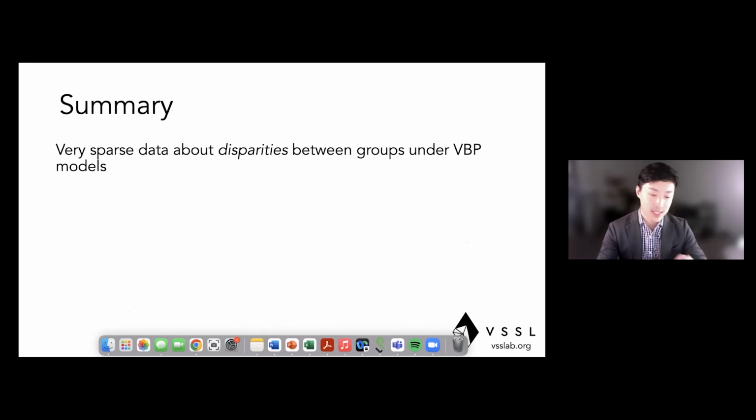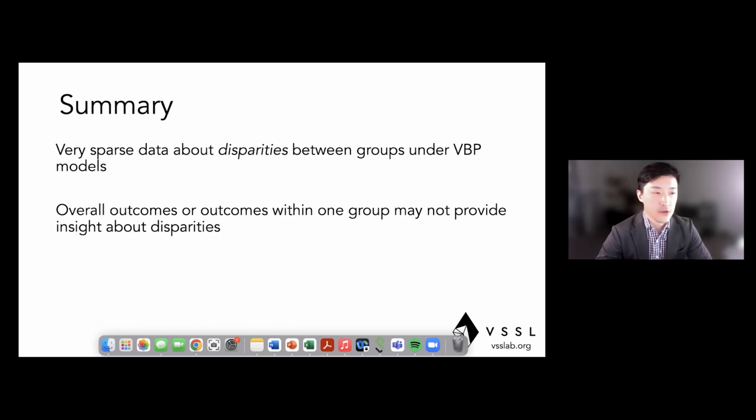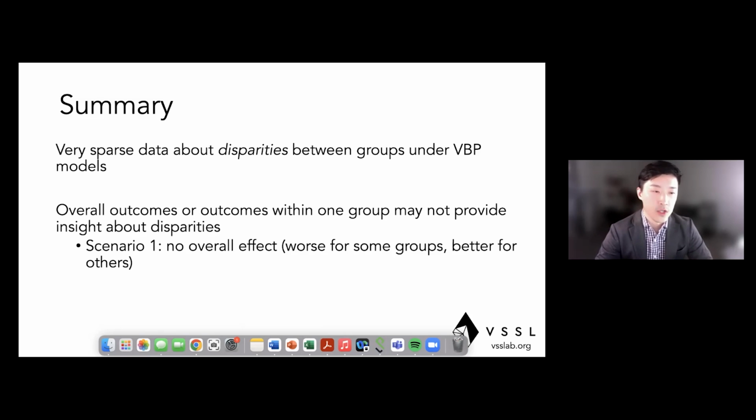But overall, to date, in published literature, there is very sparse data about how disparities between groups change under value-based payment models. I think it's important to look at these because overall outcomes, or outcomes within one group, may not provide insight about disparities. You can imagine a scenario in which you found that overall there was no effect, but when you look down at subgroups, there are actually improvements for some and worsening for others, and those net out to be an overall effect. You would want to know that with an eye towards equity.